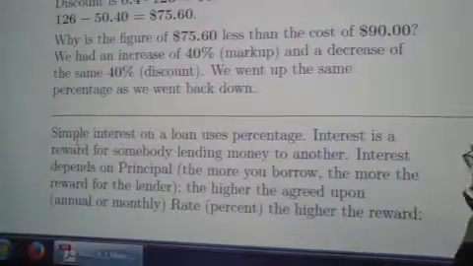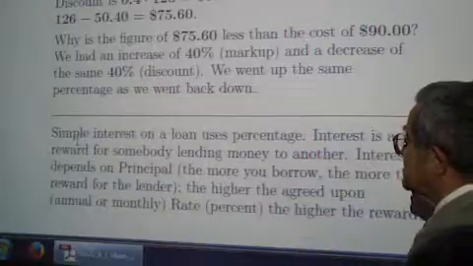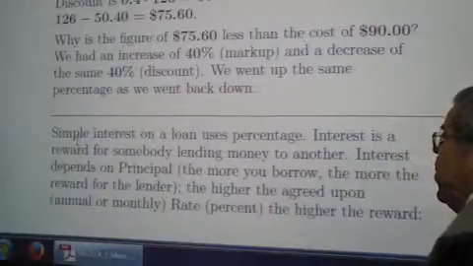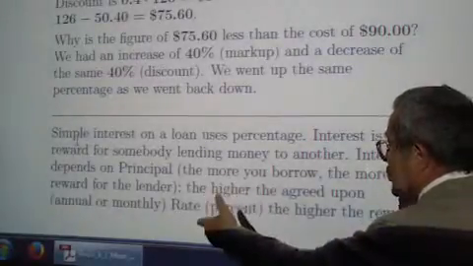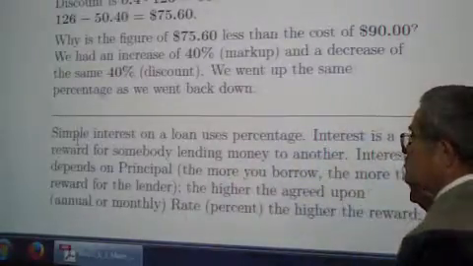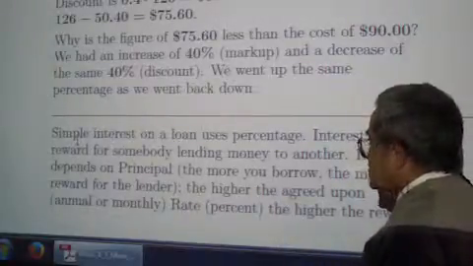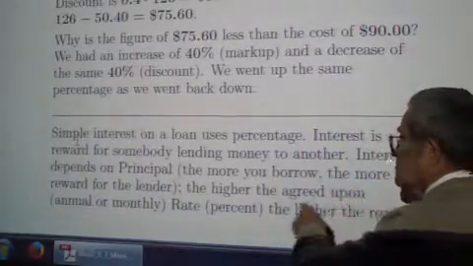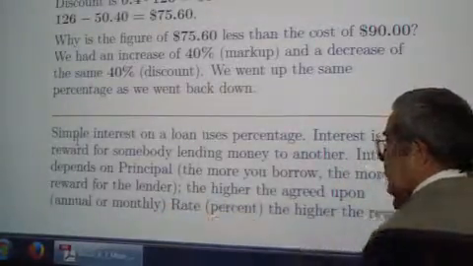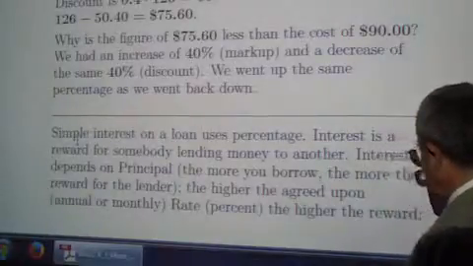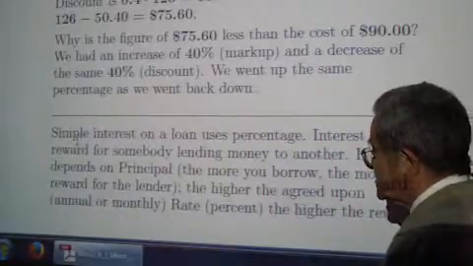We have another application of simple interest, not compound interest. When you apply for a loan and you get a loan, interest is a reward for the bank or somebody who's lending you money, so that you can use the money for a while instead of the person who's lending it to you. So the more you borrow, the more the reward, which is called interest. The higher the agreed upon annual or monthly rate is, the more interest you get.